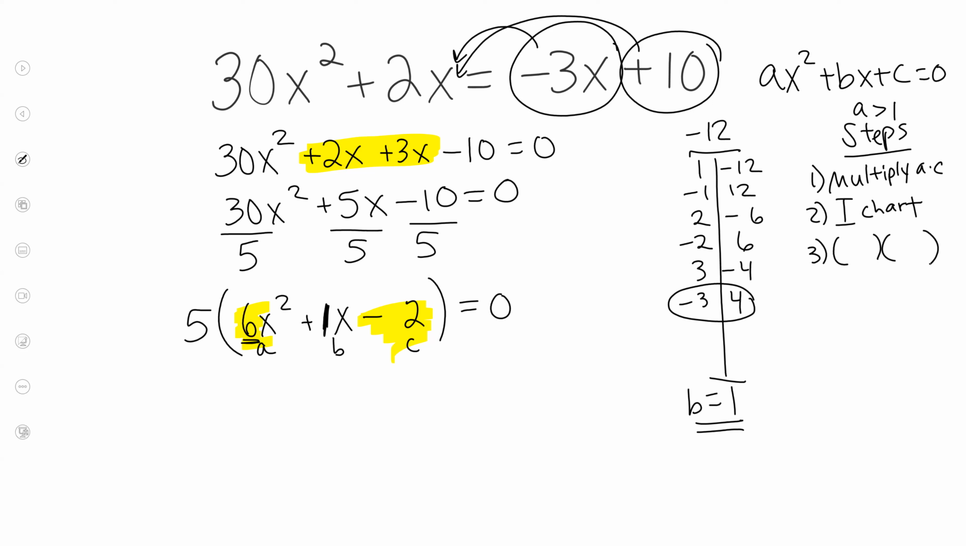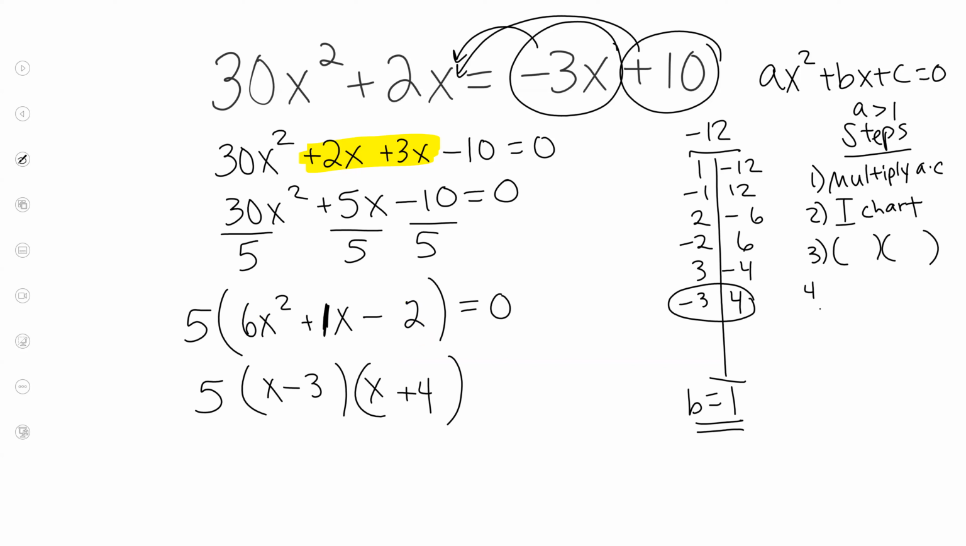So let me make some space. Okay, so I'm going to put them in parentheses. I have a 5 still on the outside, and my parentheses are x minus 3 and x plus 4.